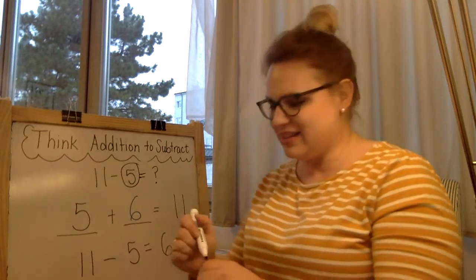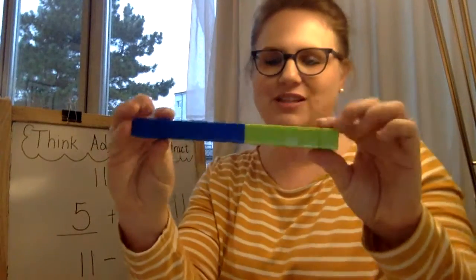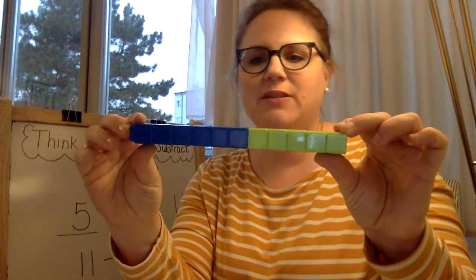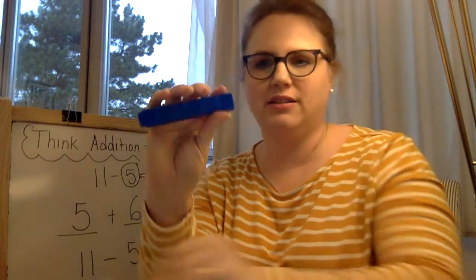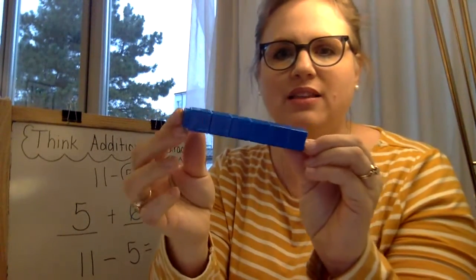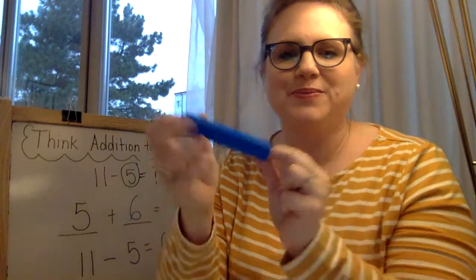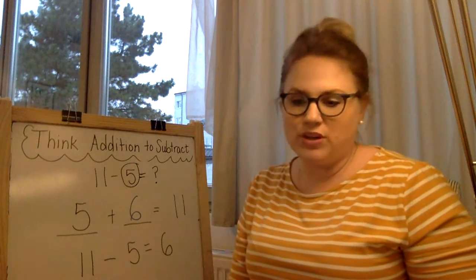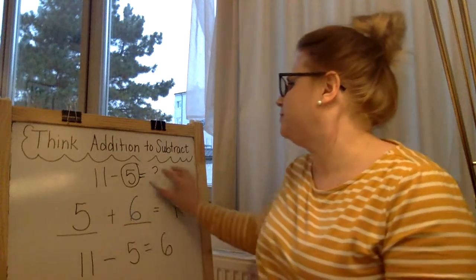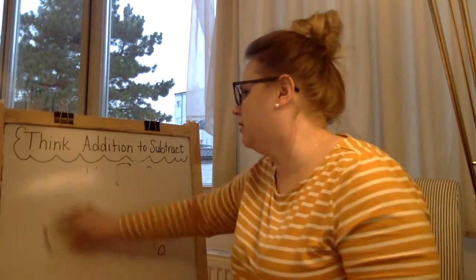6, you're right. But let's go ahead and check it with our Unifix cubes just to be sure. So I have 11. I'm going to take away 5, the 5 green. So that leaves me with 6 blue. There you have it, okay? I think we should do one more together before I let you go on your own. Let's look at number 3.